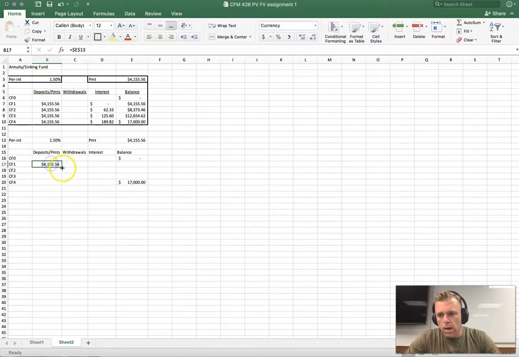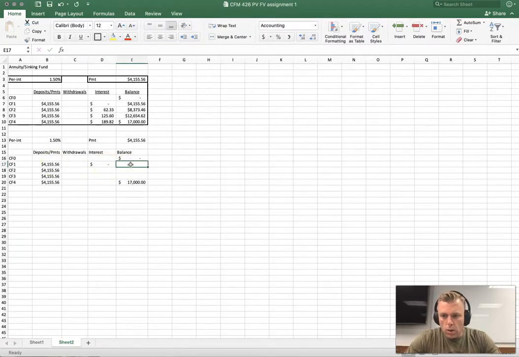And what we can do is, once it's absolute reference, we can just drag this down because we know that's what our payment is each month. Okay, so because it's cash flow 1, we're making the payment at the end. There's no interest accrued, so we're just going to hit 0.